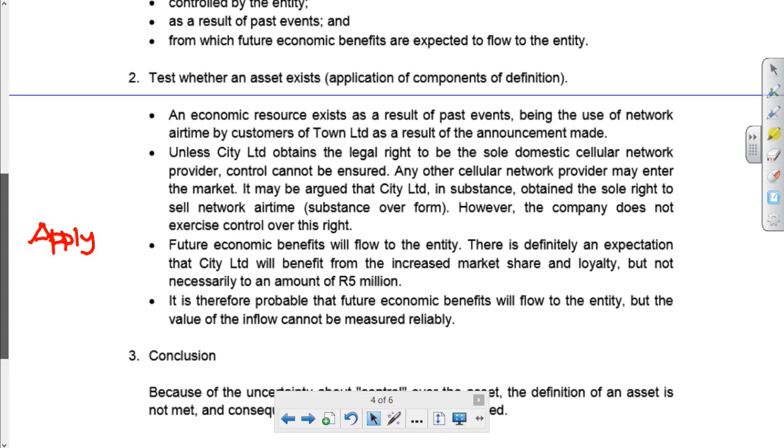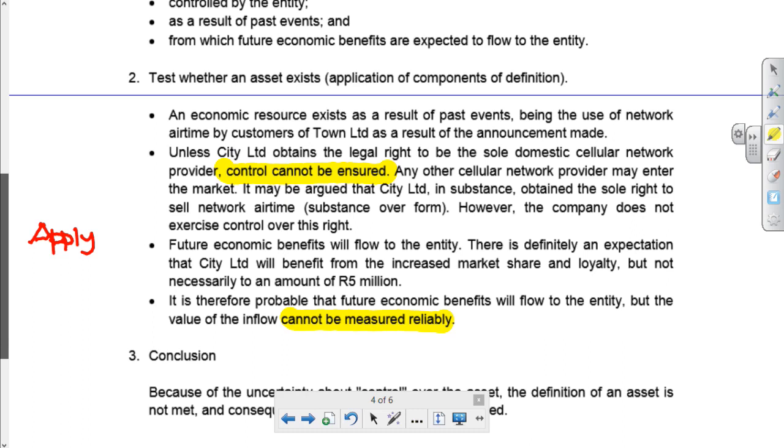Control cannot be ensured. Immediately here you could already conclude, isn't it? But I mean, we want a full discussion of all the points. So that was your first problem. Future economic benefits will flow. They wouldn't have done that if they didn't think they were going to get future benefits from it, isn't it? They wouldn't have been the nice guys and offered to honor airtime. It is probable that future economic benefits will flow, but the problem is that they cannot be measured reliably, and that was our second problem.